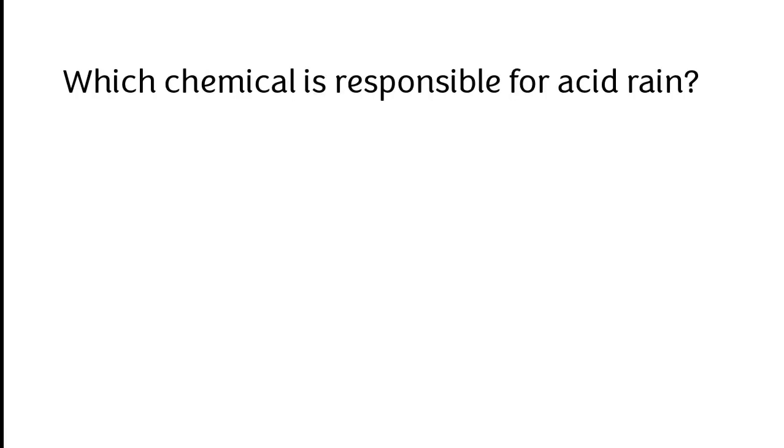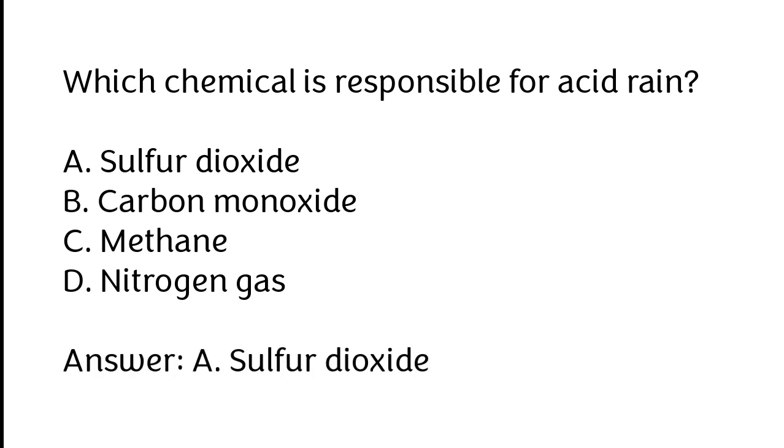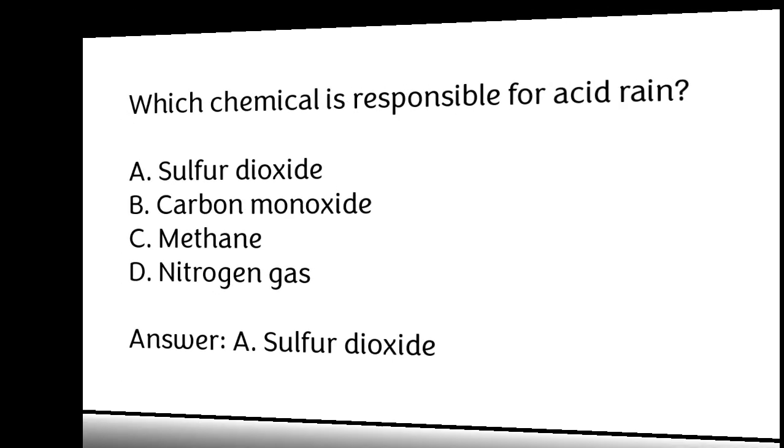Which chemical is responsible for acid rain? Sulfur dioxide, carbon monoxide, methane, nitrogen gas. The correct answer is option A, sulfur dioxide.